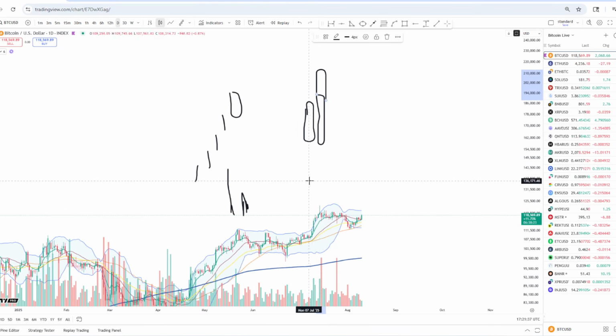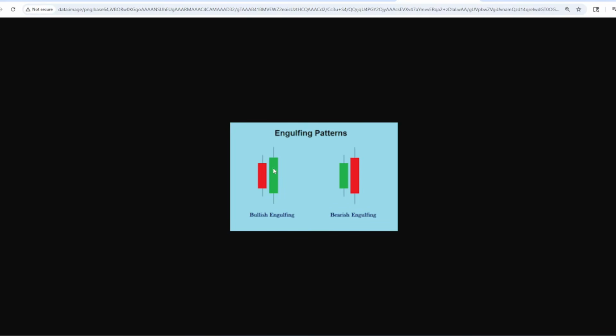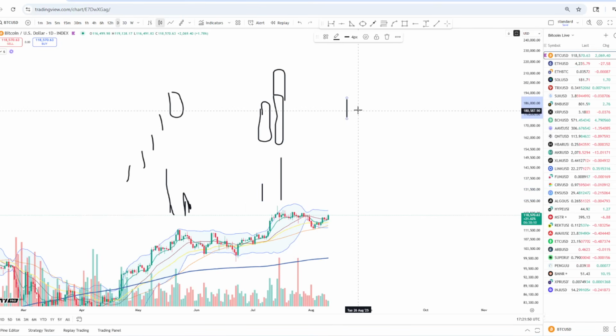So you want to have it coming in a trend. You want to have it with volume, big volume in the engulfing candle. And you want to have it with a larger candle body size, both for the engulfing bullish and the engulfing bearish. It's the same concept in the bullish reversal pattern. You have a big candle, ideally with volume.